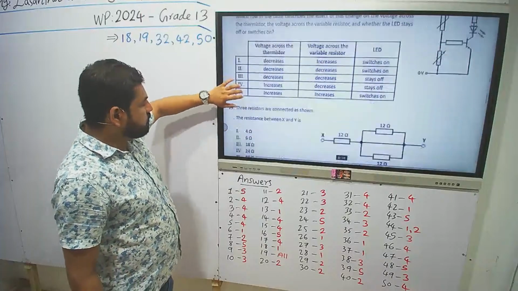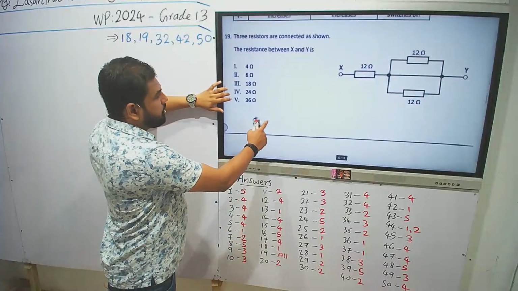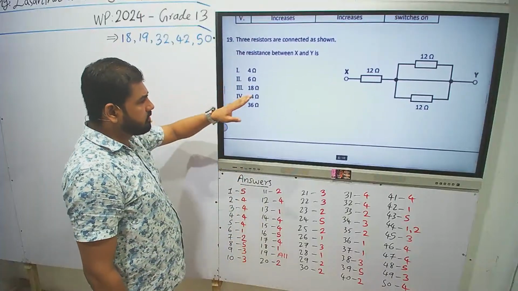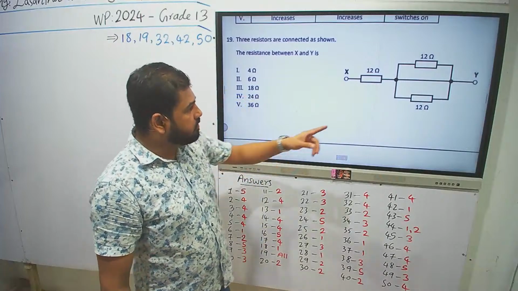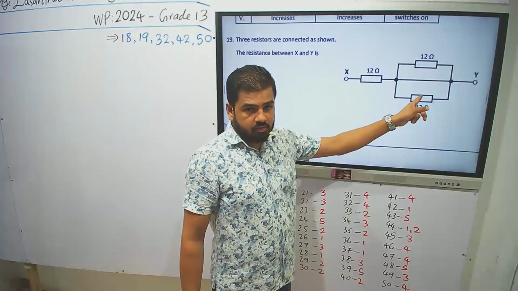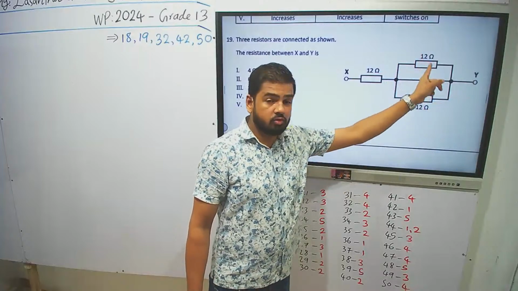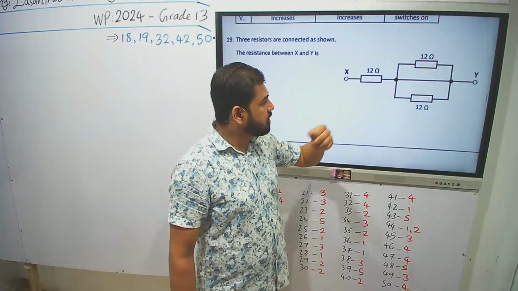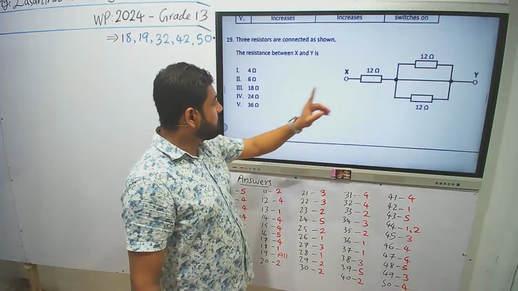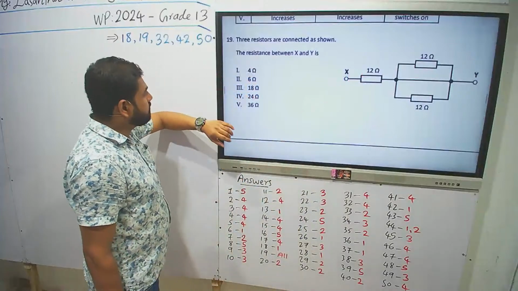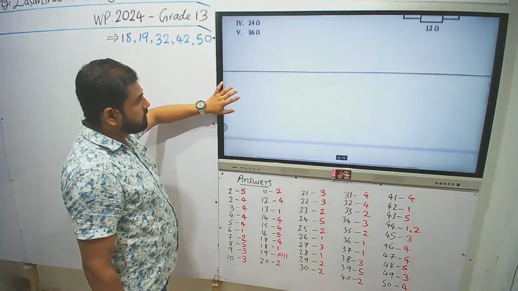Next we have question number 19. Now the thing is there is no valid answer. As you can see, both resistors are short circuited with this line. So the resistance here should be 0. So 0 plus 12, the answer should be 12. That is not in the answers, so we have to change it.